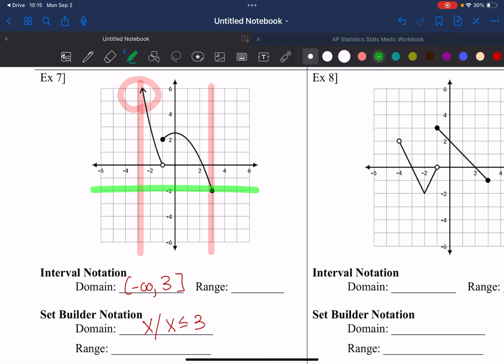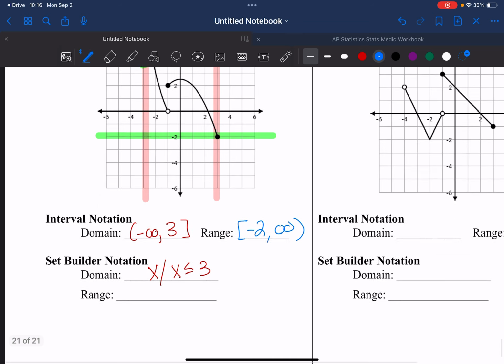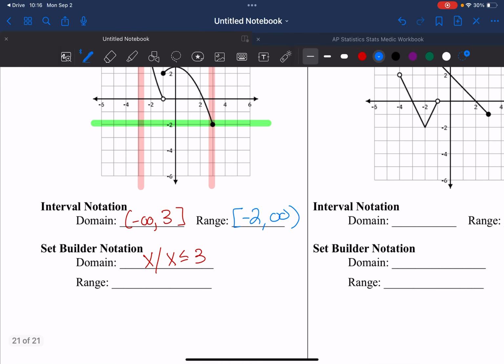And then range, we have the bottom here at -2, which is included. And then similar with the domain, we have that arrow now going up, so it's going to positive infinity. So we have -2 to positive infinity. -2 had that closed circle. That's why it is a bracket. And this is saying all numbers bigger than -2. So y such that y is greater than or equal to -2.